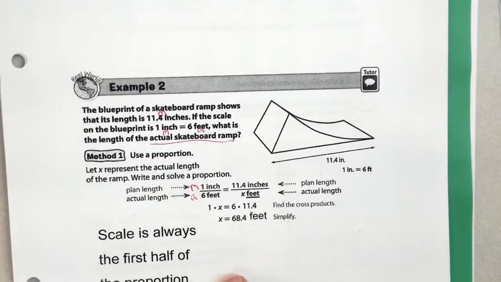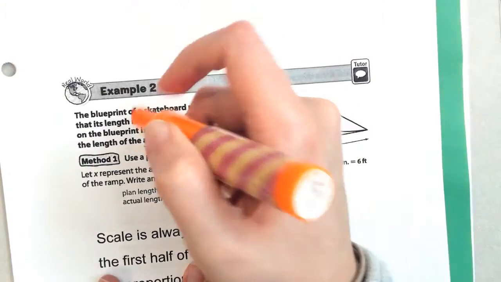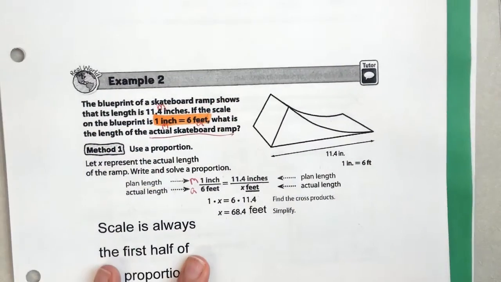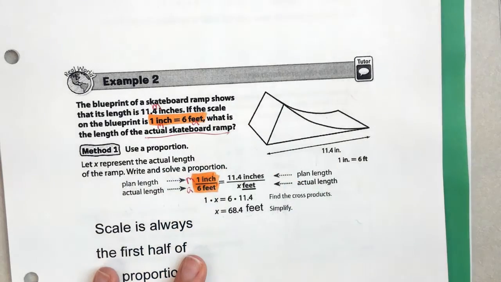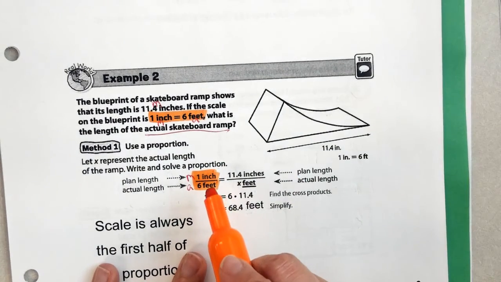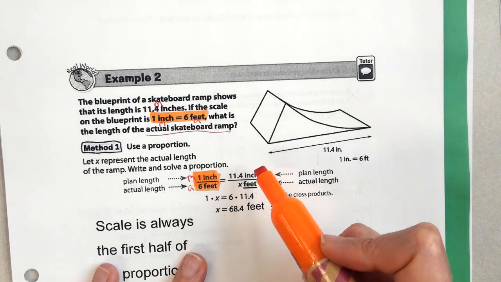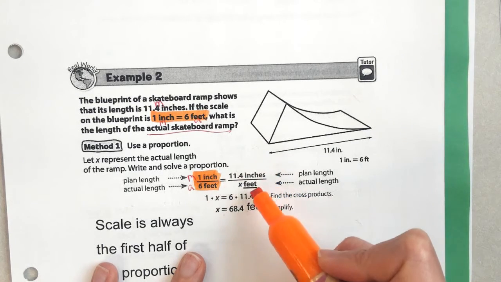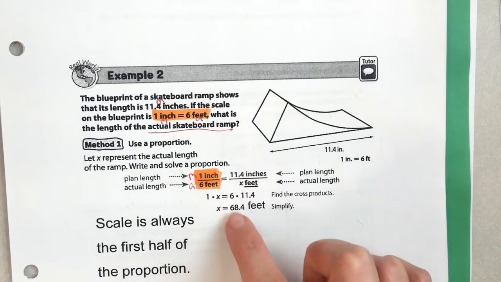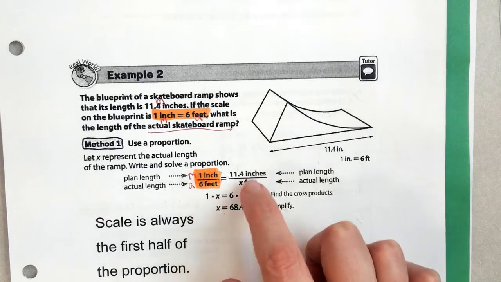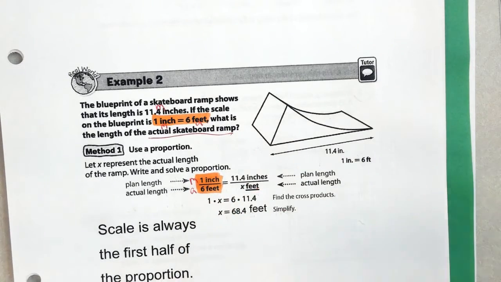The easiest way to do it is to find the scale that they gave you. They gave us 1 inch is equal to 6 feet. Always put that in the first fraction. 1 inch is 6 feet. Then put in your other number in for the model, put in your x for the actual. Do your cross products and solve. 6 times 11.4 is 68.4. 1 times x is just x.